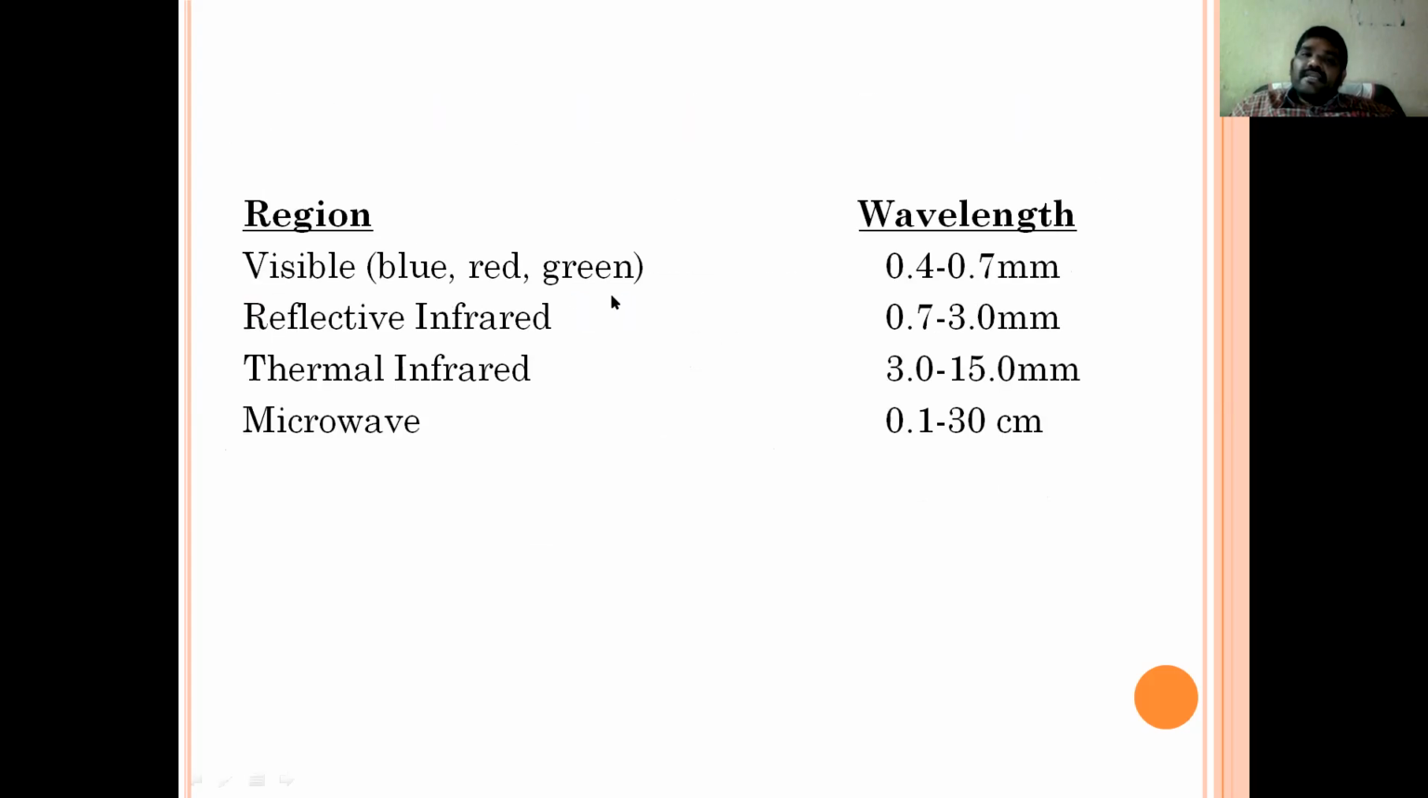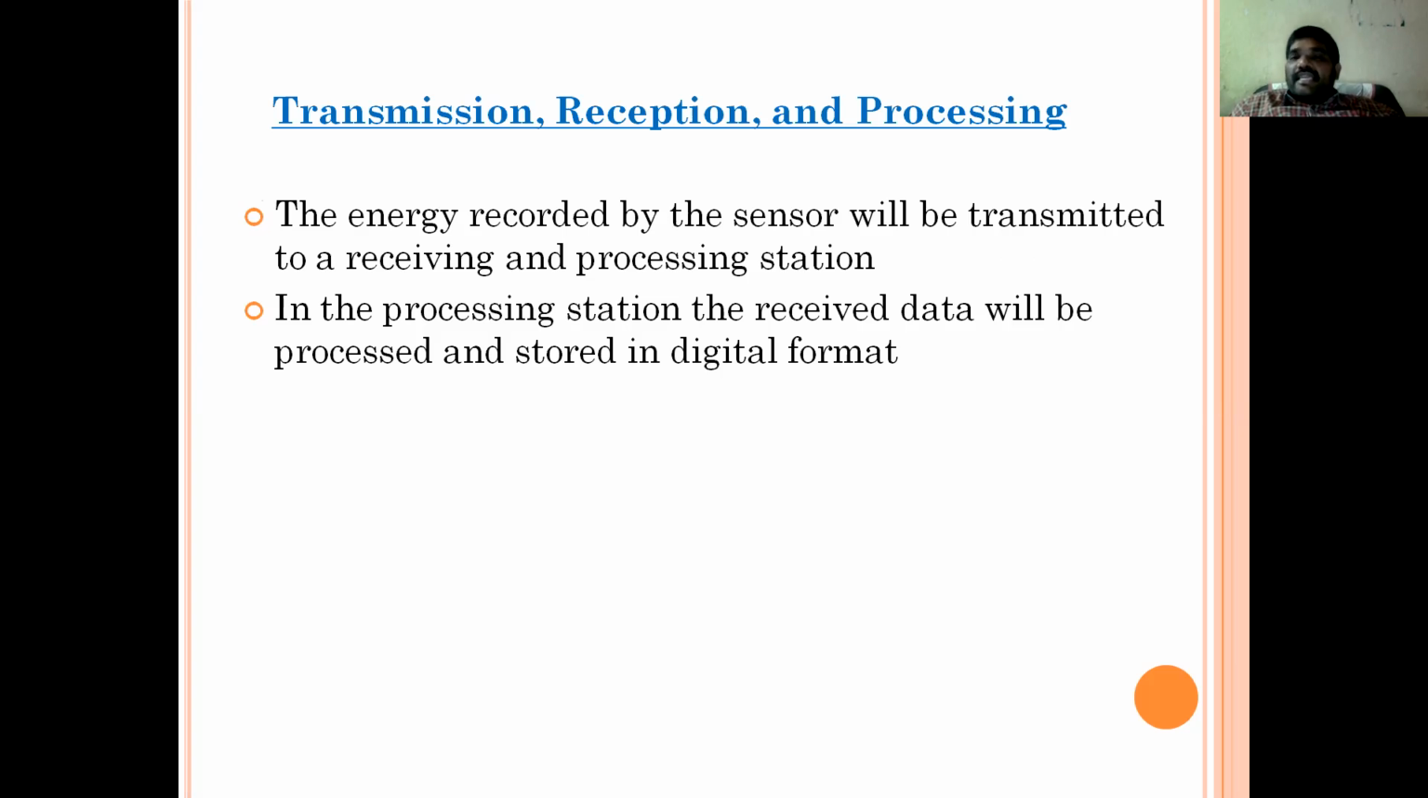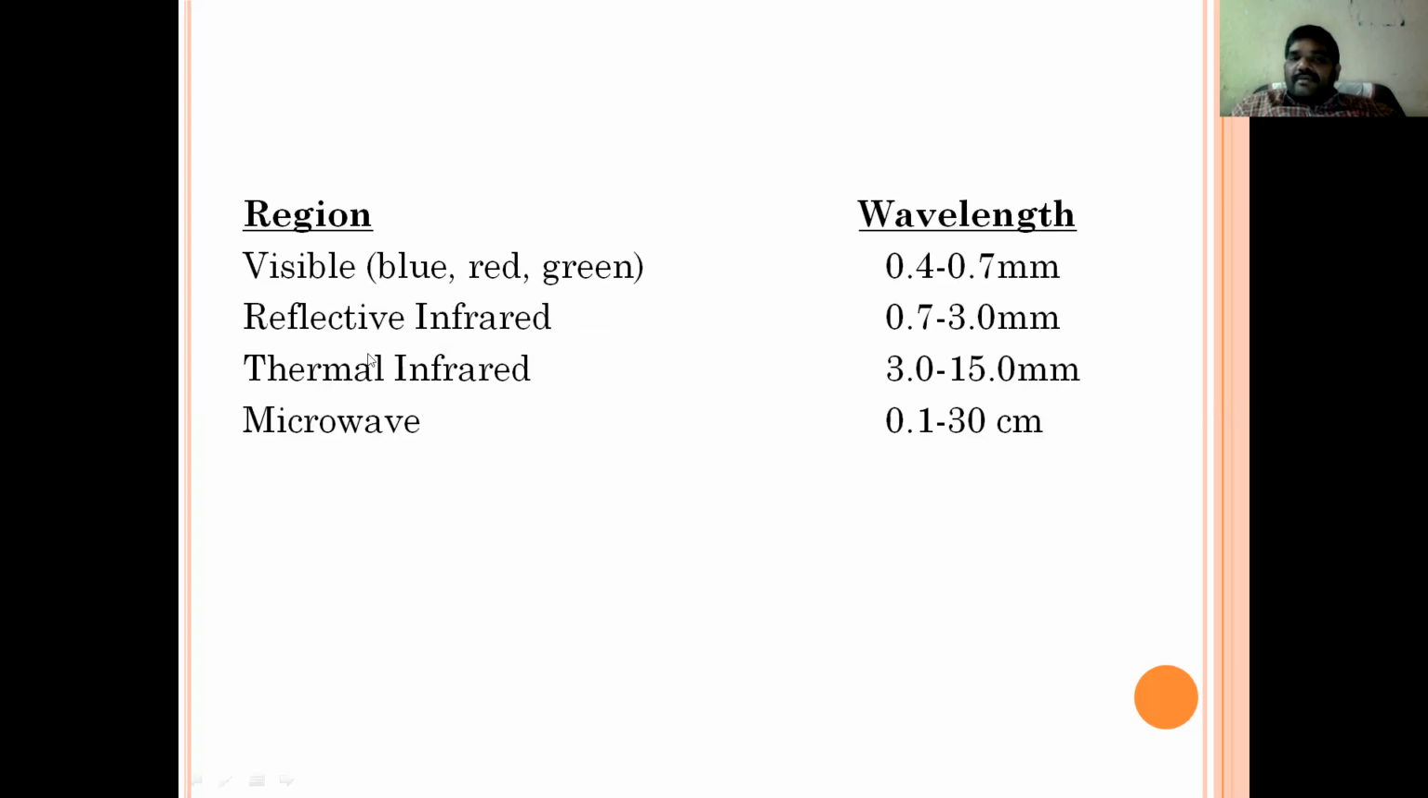If the energy is stored at this particular band, we just call this particular process or phenomenon microwave remote sensing. Keep in mind what this visible is, what this reflected energy is, what the infrared is, and what this microwave region is. We are going to discuss them in the electromagnetic spectrum session.